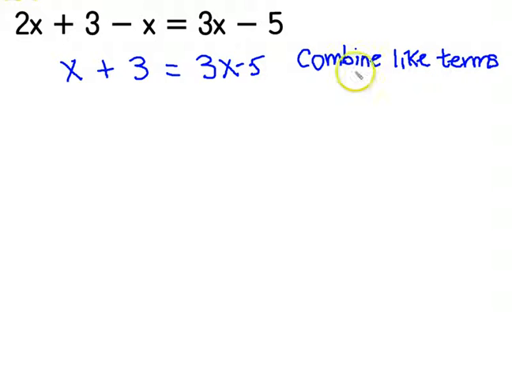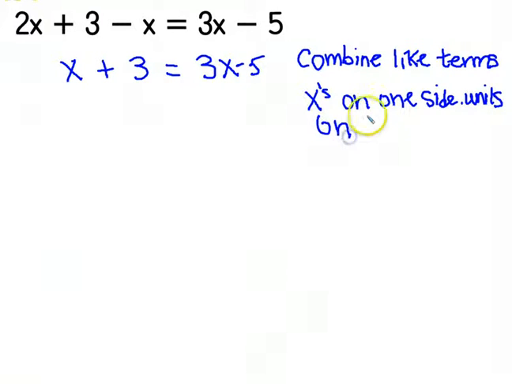So now, after we've combined our like terms, the next thing we want to think is, how can we get the x's on one side and the units on the other? X's on one side, units on the other. Okay, so we want to get only x's on one side and only units on the other.